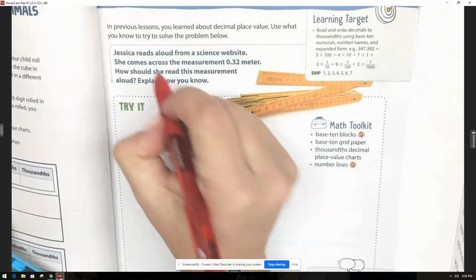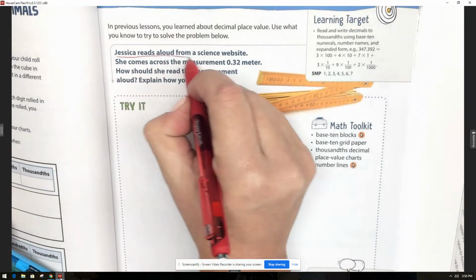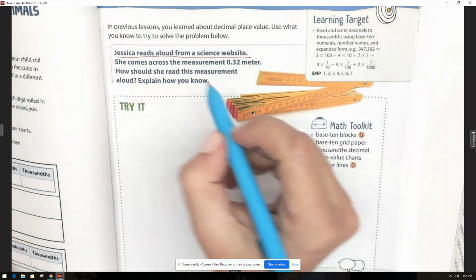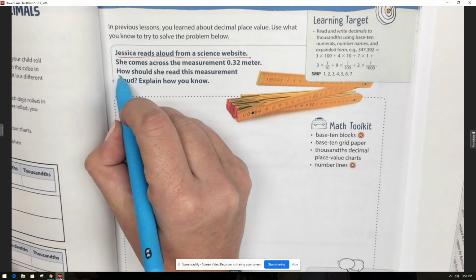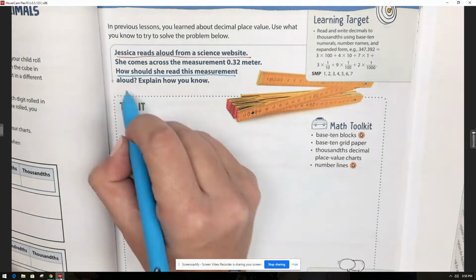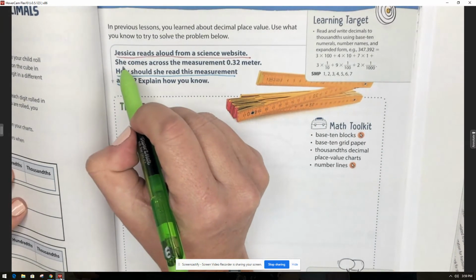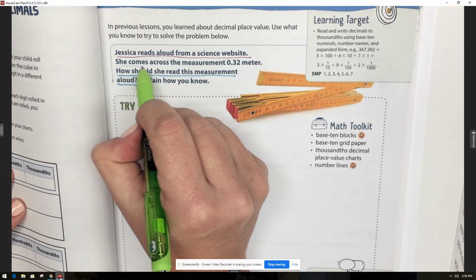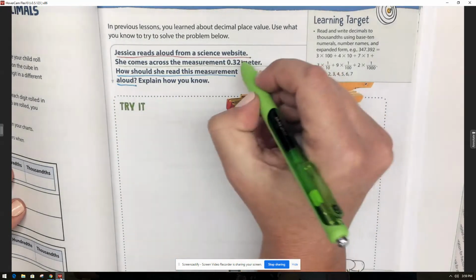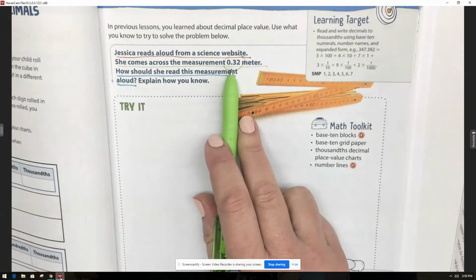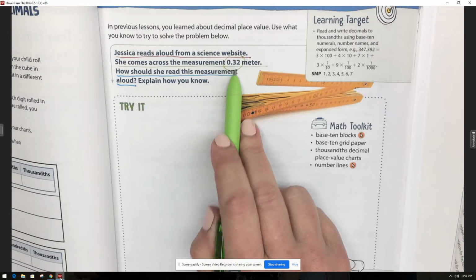This problem is about Jessica, who's reading aloud from a science website. Now, what are we trying to find out? What is it that we want to know? We want to know, how should she read this measurement aloud? And then what important information do we need? Well, we need to know that she comes across a measurement of these digits here. So we need to figure out, how should she read this measurement?